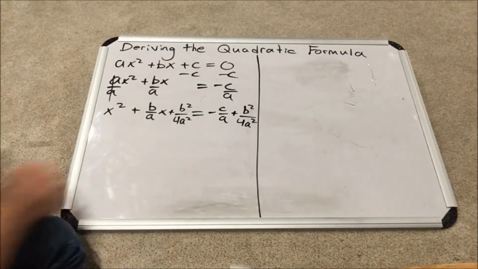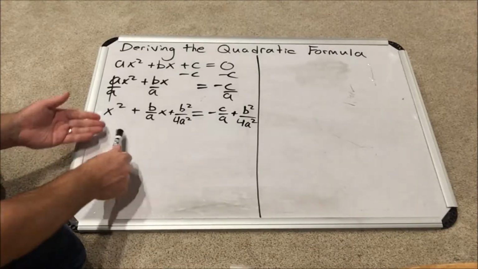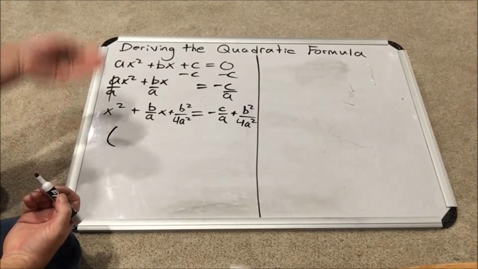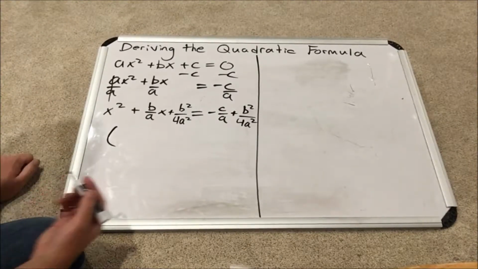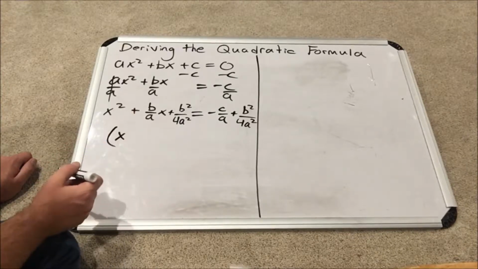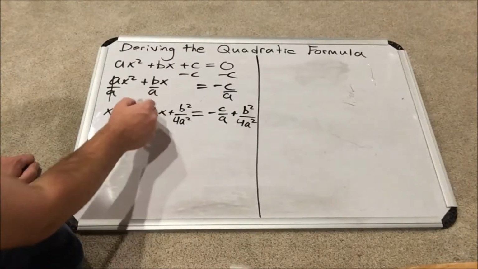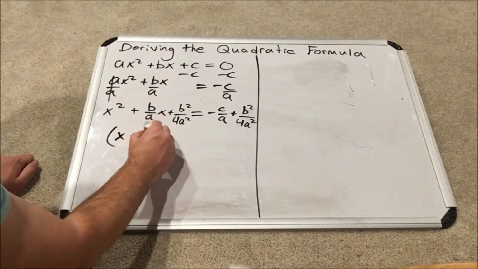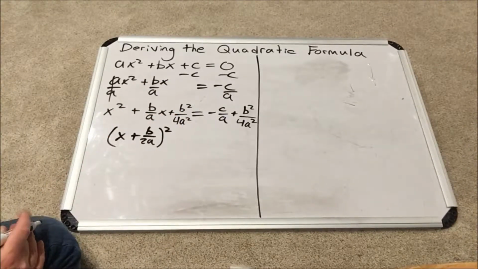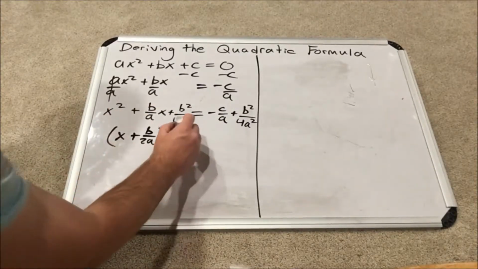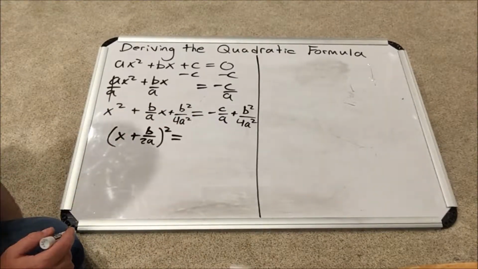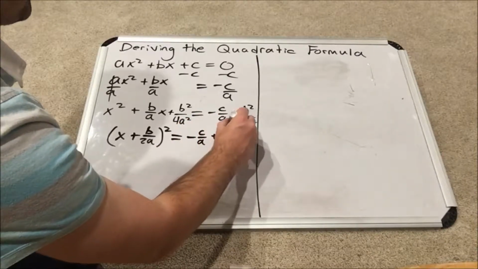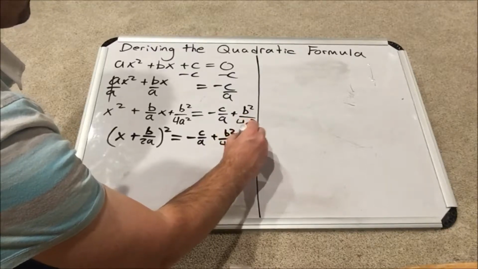This will factor, just like all completing the square trinomials will factor, into 2 binomials. Binomial means 2 terms of a factor. The first part will be x plus half of the middle term, or the middle term divided by 2: b over 2a, squared. So that's what this factors to. And over here, you just have these 2 fractions: negative c over a plus b squared over 4a squared.